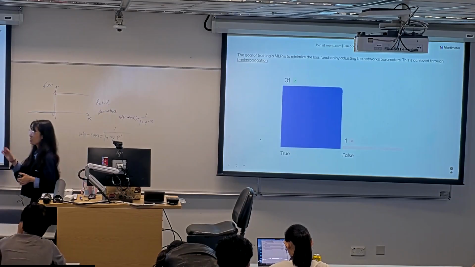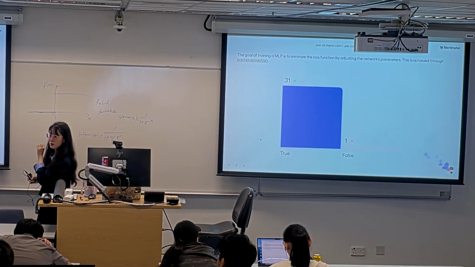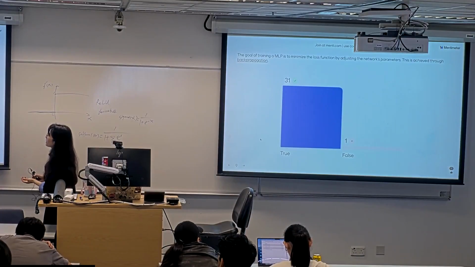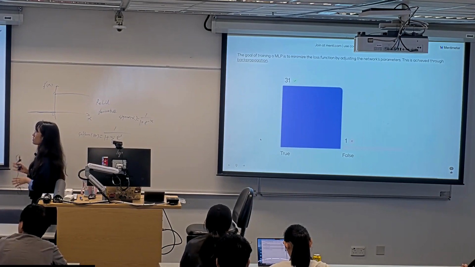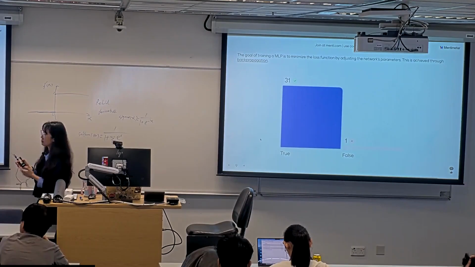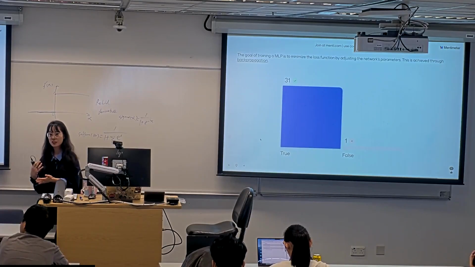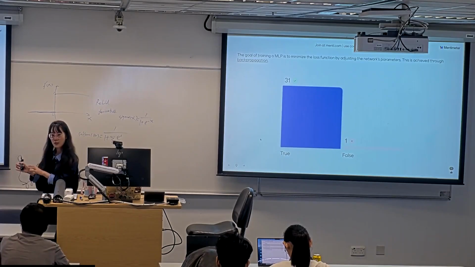Okay, this is true. Actually, this already defines the goal of training an MLP. We know that it tries to optimize the loss function, or to minimize the loss function, by adjusting the network's parameters. At each step, it tries to update the parameters so that the loss function can be further minimized.